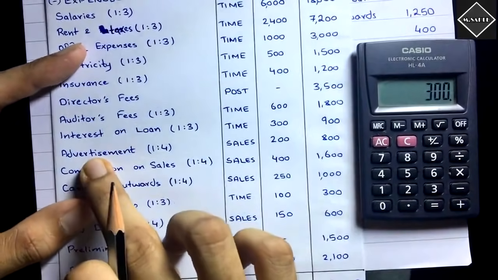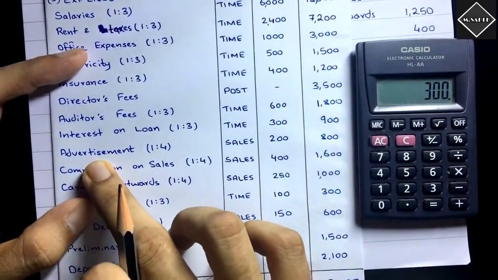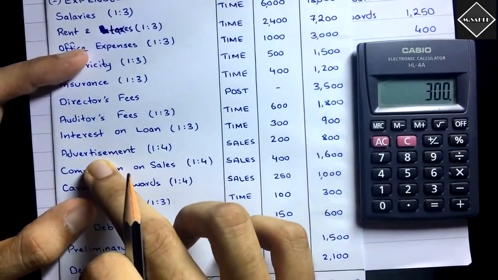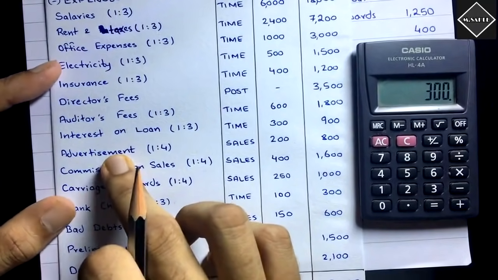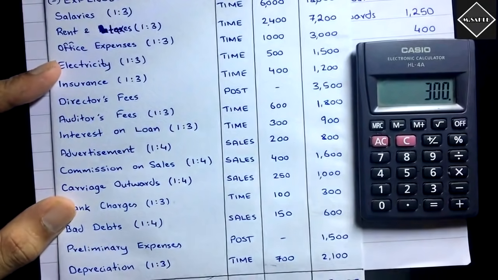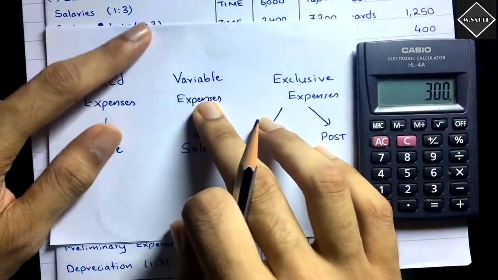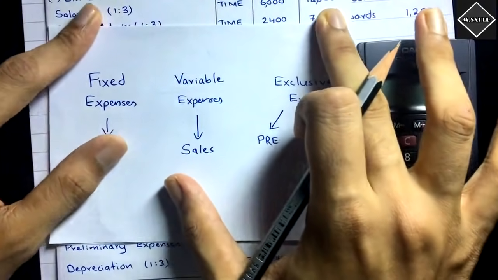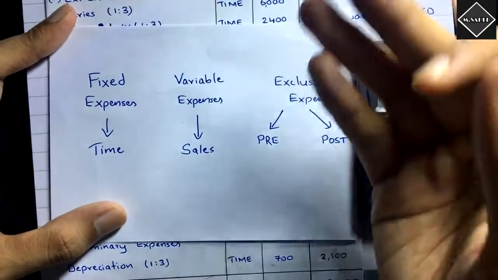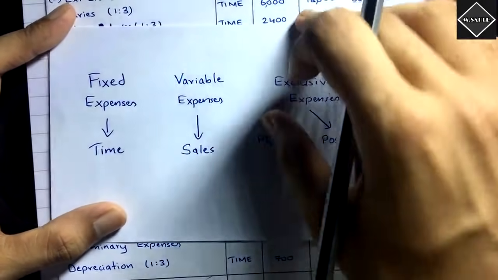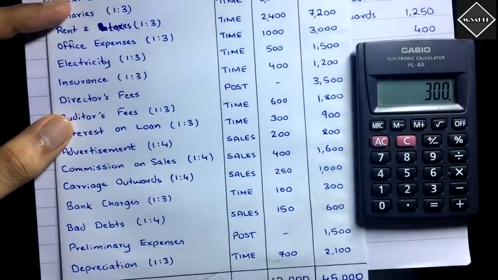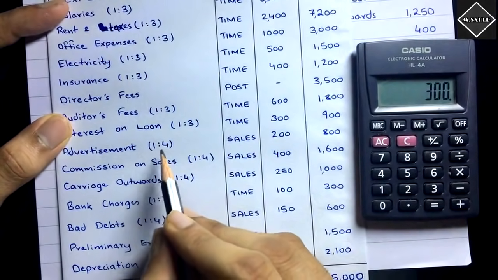And then we have got advertisement. Now here things get interesting, right? Advertisement will go to sales ratio. Why? Because advertisement is directly connected with sales. It's a variable expense, right? If you want to sell more items, then you have to do more advertisement, you have to do more promotions, right? So promotion, advertisement, all this will be allocated on the basis of sales ratio.